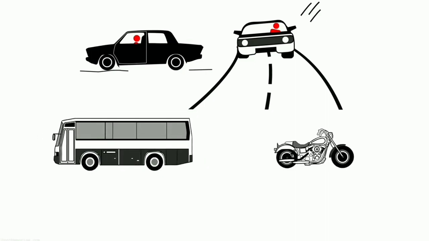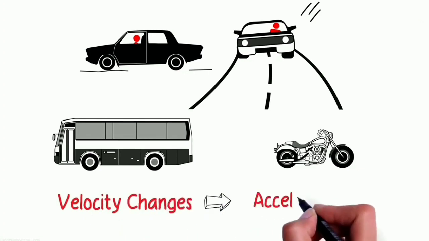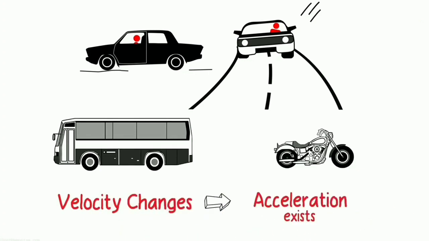Simply put, when velocity changes, we have acceleration. I still haven't defined what acceleration is. I just told you that when velocity changes, there will be acceleration.